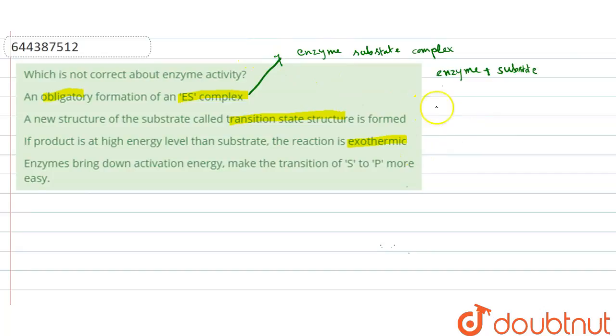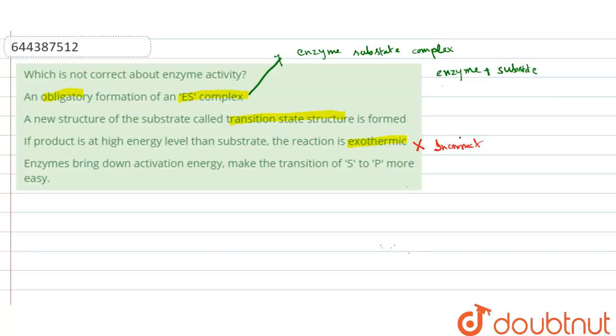So here the third statement is the incorrect one for enzyme activity. That means, if the product is at a high energy level than substrate, the reaction is exothermic. This is the incorrect statement for this enzyme activity, because if the reactant is at a high energy level, then the reaction is known as exothermic.